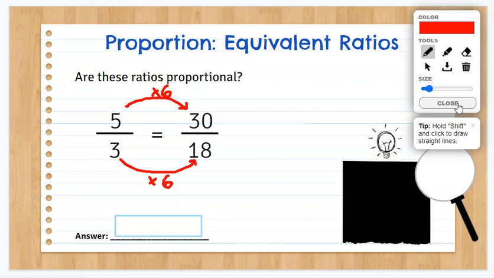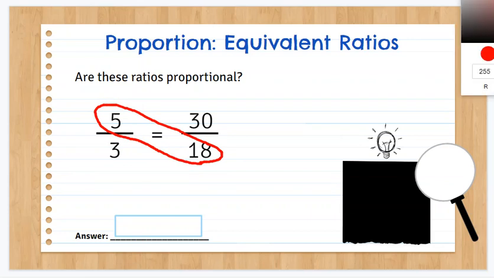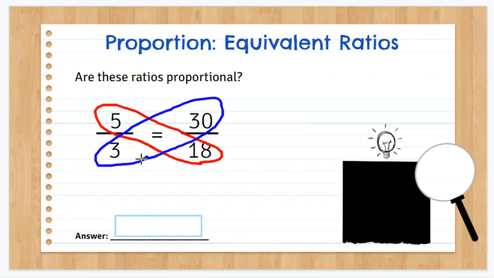The other way we can check and see if they're proportional is to cross-multiply. When we're cross-multiplying, we multiply diagonally, top to bottom and top to bottom. If the numbers we get at the end are equal, then we know that they're proportional. So we'll start by multiplying 3 times 30. And you can use your calculator anytime you'd like. 3 times 30 is going to give you 90.